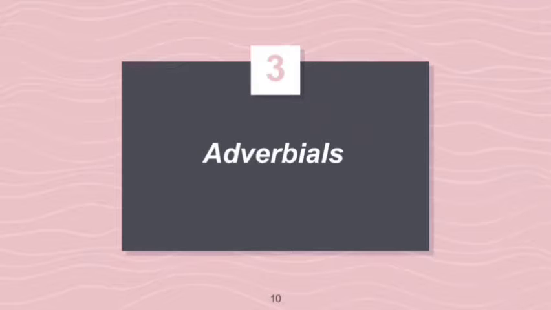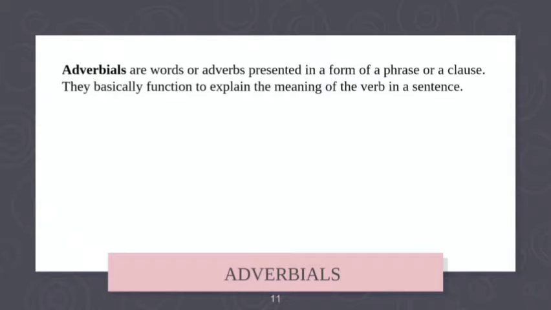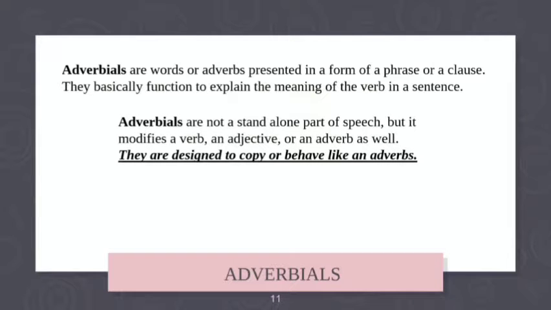And now we're down to the adverbials. What is an adverbial? Adverbials are words or adverbs presented in the form of a phrase or a clause. They basically function to explain the meaning of the verb in the sentence. Adverbials are not standalone parts of speech. They are not like the adverbs.